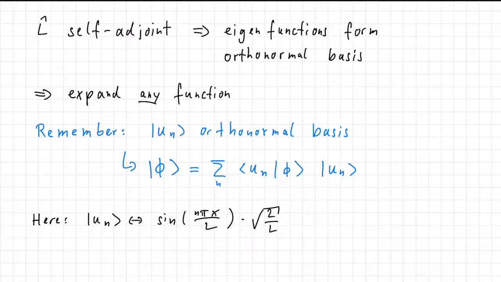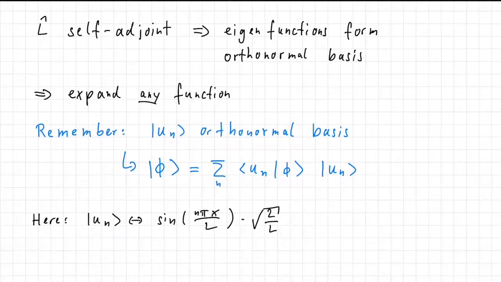Just to remind you, I wrote down again how in a Hilbert space, if you have an orthonormal basis u_n, how you can expand any state vector. And this is that the state vector phi is given by a sum over all the orthonormal basis vectors times a coefficient which is given by the scalar product of the orthonormal basis vector u_n with the state vector phi itself. Now in our case, these orthonormal basis vectors correspond to the sine kx terms. So I wrote it out here. It's a sine n pi x over L.